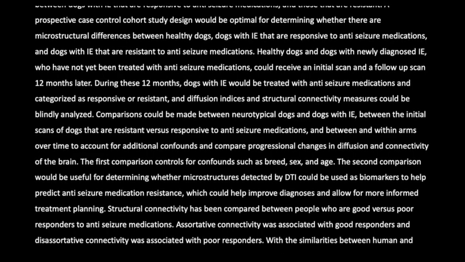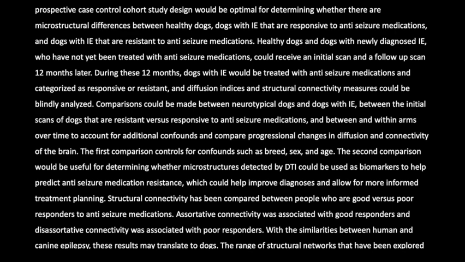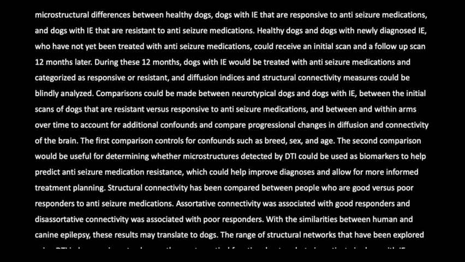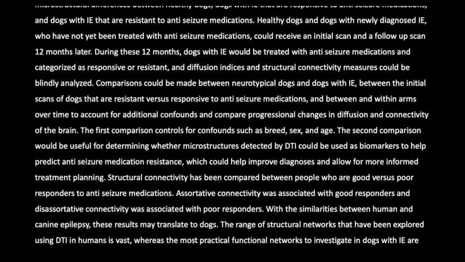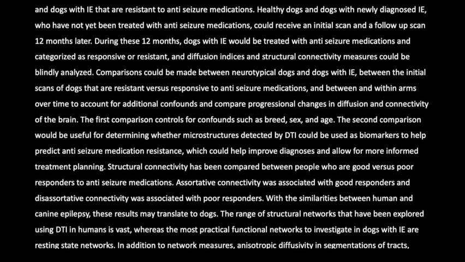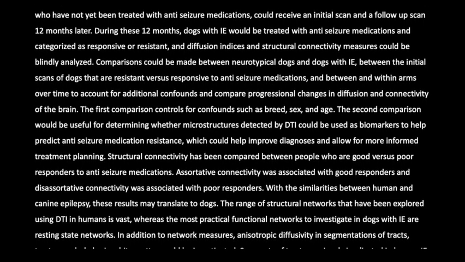Comparisons could be made between neurotypical dogs and dogs with IE, between the initial scans of dogs that are resistant versus responsive to anti-seizure medications, and between and within arms over time to account for additional confounds and compare progressional changes in diffusion and connectivity of the brain. The first comparison controls for confounds such as breed, sex, and age.